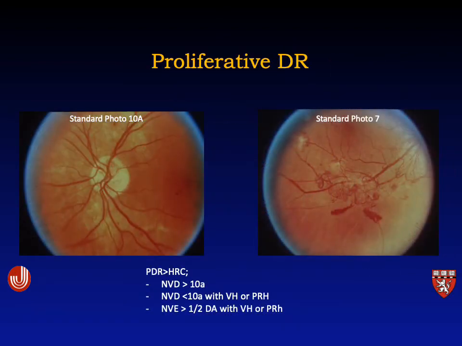NPDR was graded whether it was high risk or non-high risk based on also standard photographs. And the most famous one was the standard photograph for 10A, which has been translated into the international classification system as less than 1/3 of a disc diameter. But again, the basis of this is the standard photograph, which was used in the individual studies. The international classification came later, and it aimed at simplifying these classifications.